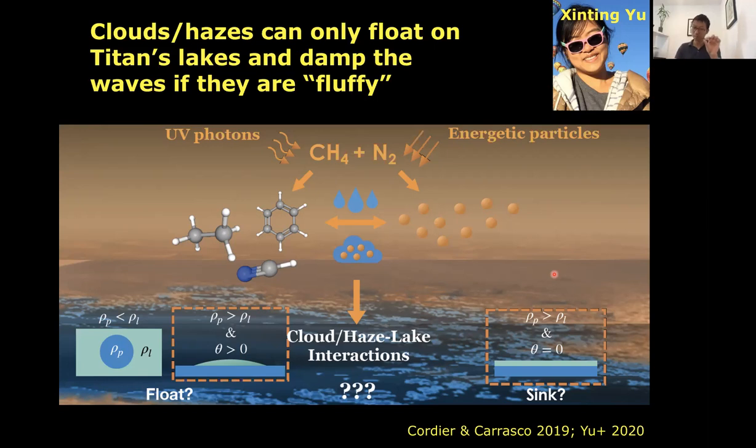So we are thinking about something very microscopic, right? We're not just thinking that if it's lighter, it will float, and if it's heavier, it will sink, but also about the interaction between particles and liquids. What is the mechanical force between them? By measuring those things in the lab, Xinting confirmed that if you have very fluffy, very low density particles, like cotton balls, they can float. Otherwise, they will sink to the bottom. So, very interesting things.